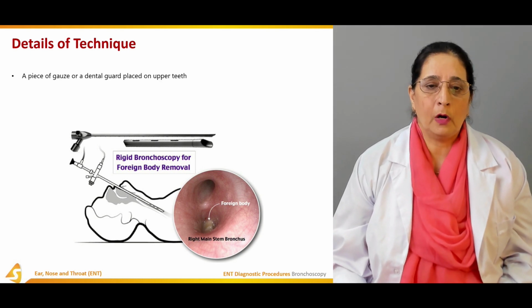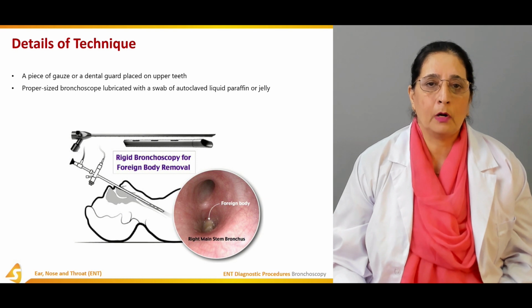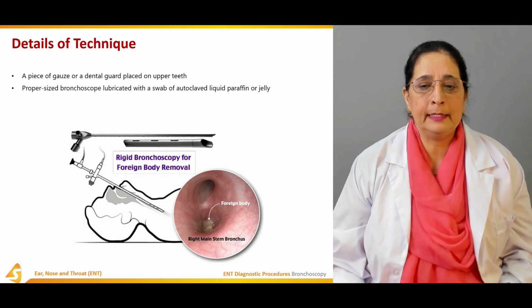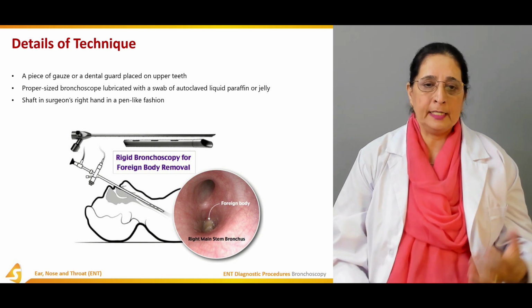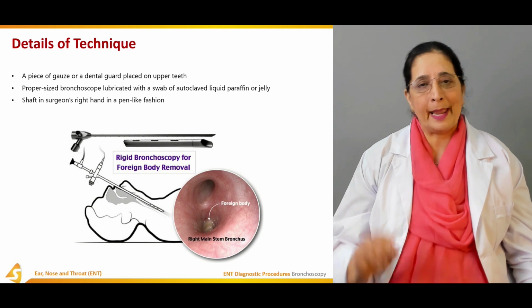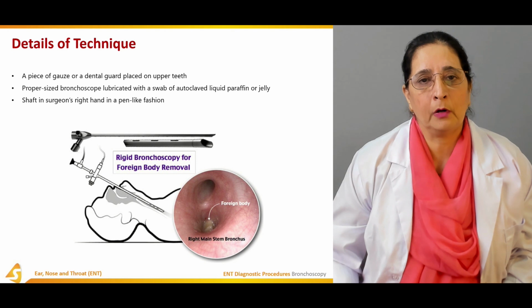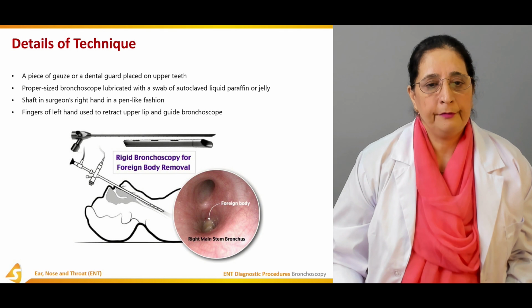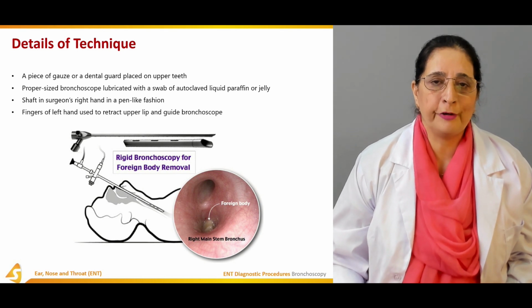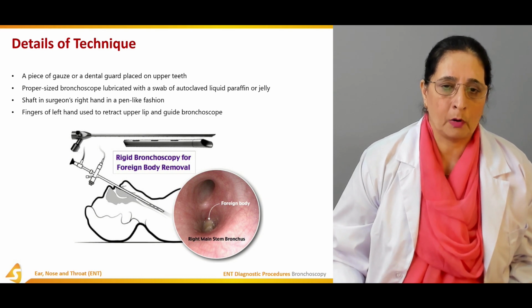A piece of gauze or a dental guard is placed on the upper teeth. A proper sized bronchoscope, lubricated with liquid paraffin or jelly, is inserted. The shaft is held in the surgeon's right hand in a pen-like fashion. Fingers of the left hand are used to retract the upper lip and guide the bronchoscope.